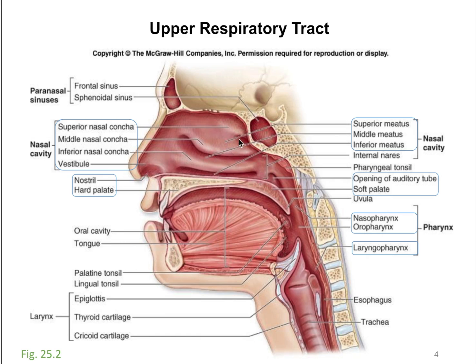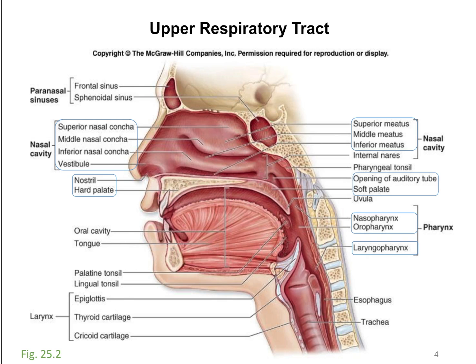And then this area below each concha, or concha, however you want to pronounce it, is called the meatus. So just below the superior nasal concha, we have the superior meatus, then the middle nasal concha and just underneath it is the middle meatus, and then the inferior nasal concha and the inferior meatus. So above the hard palate, but below the inferior nasal concha is the inferior meatus.